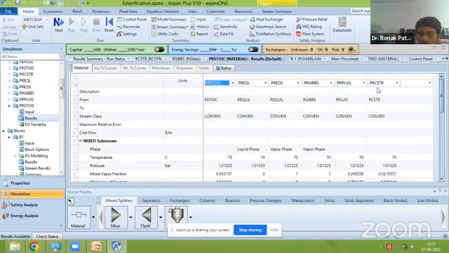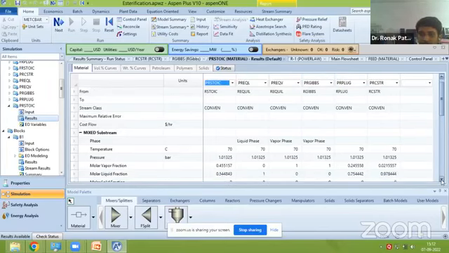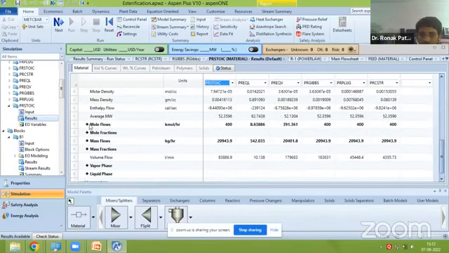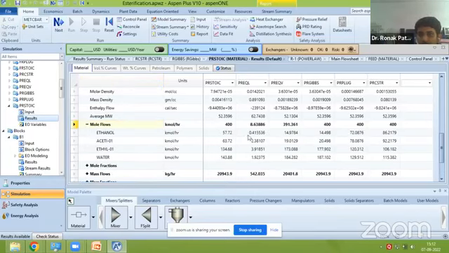Then RGibbs, RPlug and RCSTR products are also there, and here we can compare the different mole flows, or rather mole fractions. These are the exit compositions, right? For the RPlug, we know that for any positive order reaction, the conversion for a fixed volume is better in a plug flow reactor. So here we can see that the ethanol concentration in the CSTR is greater. That means at the exit, the conversion of ethanol is relatively lower.